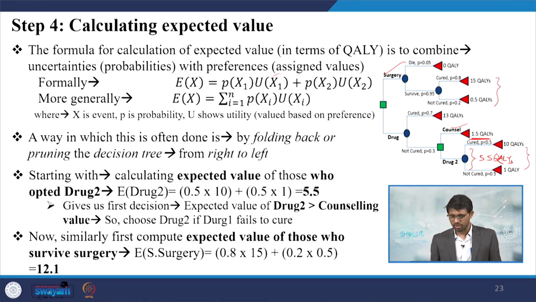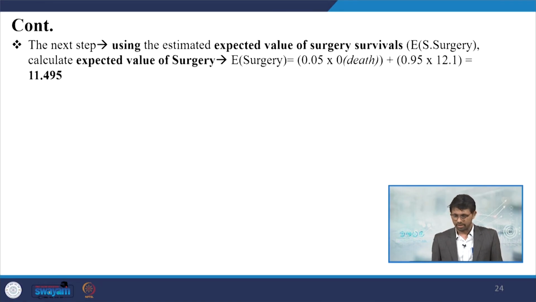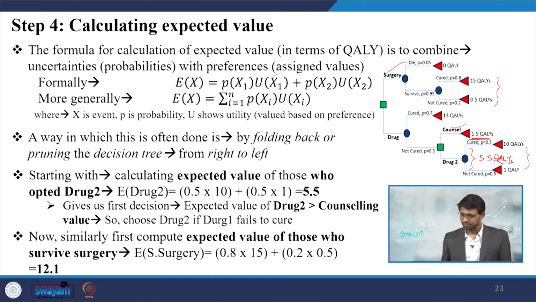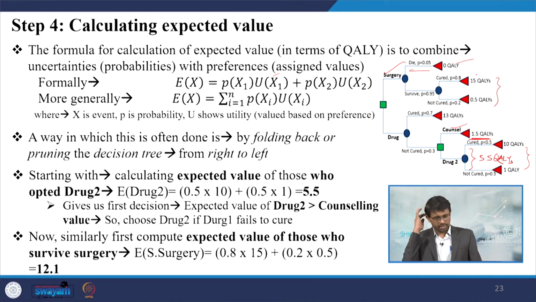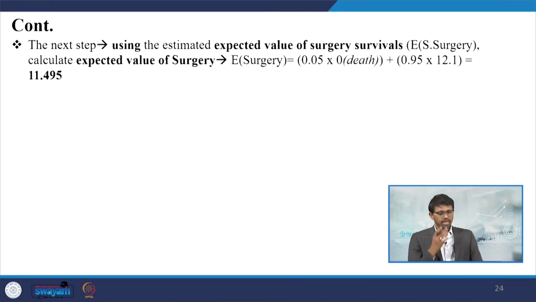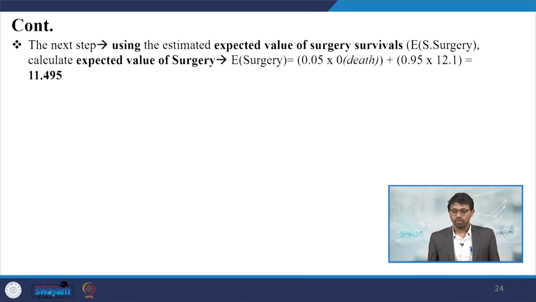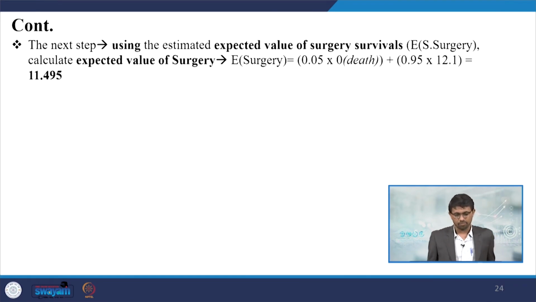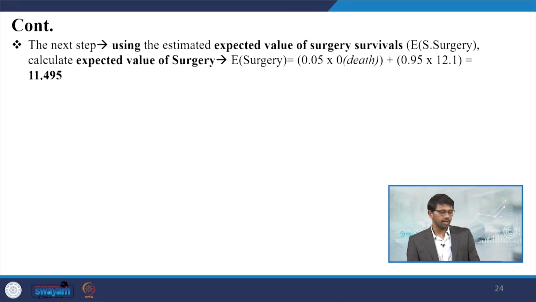Of course, so far as qualities are concerned, this seems to be better because we are getting much higher qualities than in the case of the other one. But since dying of course has qualities of 0, it is quite sure that we need to take a decision accordingly. So, in the next step, using the estimated expected value of surgery survival, the expected value of surgery is basically against death and life or survive. So, accordingly it is 11.495.